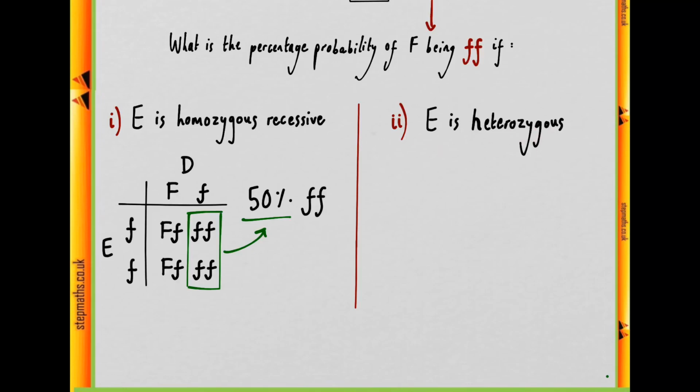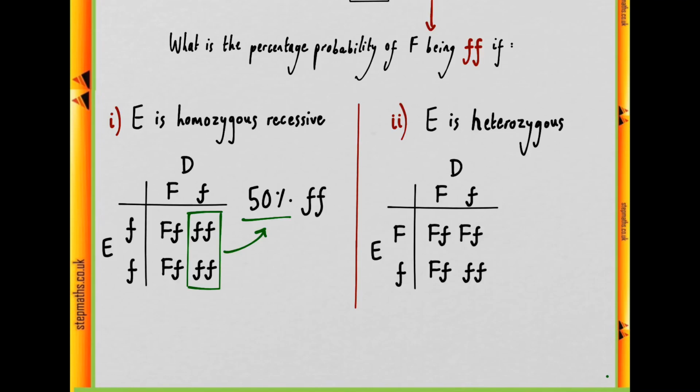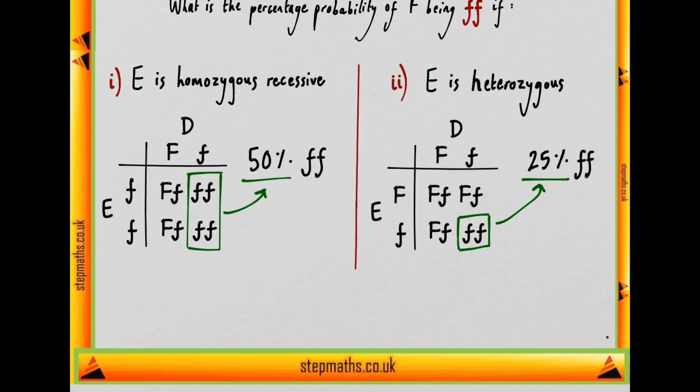Moving on to E being a heterozygote, we can do the same cross again. We know that D is a heterozygote, and if E is a heterozygote, the test cross will look like this, where we have only 25% of the individuals being homozygous recessive. So if E is homozygous recessive, there's a 50% chance, and if E is a heterozygote, there will be a 25% chance. So we could say our answer is 50 and 25, and that corresponds to row C in our answer table.